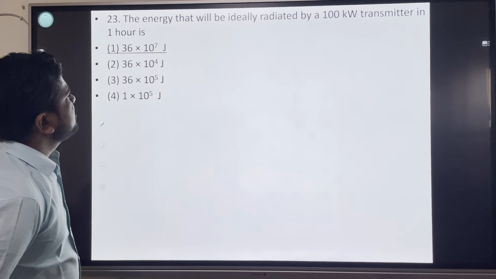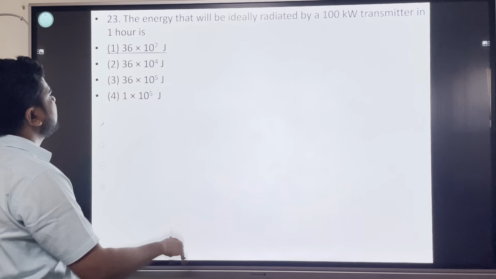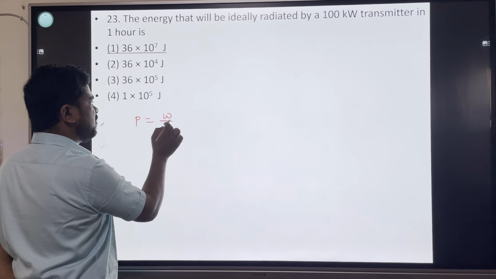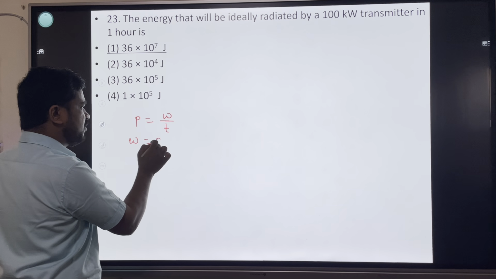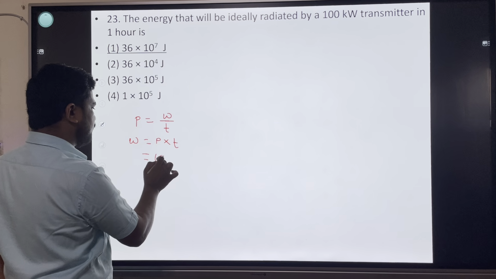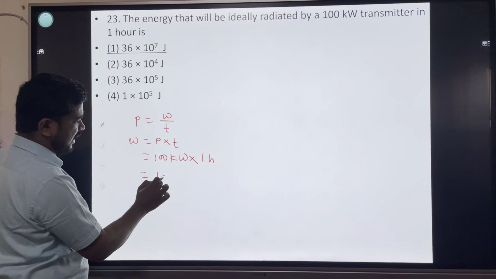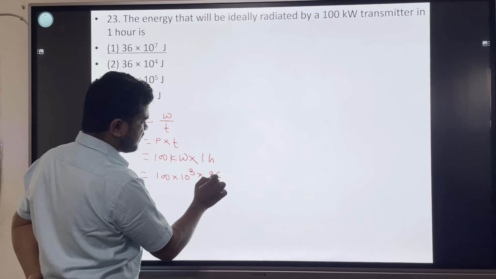Next, energy that will be ideally radiated by 100 kilowatt transmitter in 1 hour is? Energy और power का formula. Power P is equals to work per unit time. Energy, work is equals to power into time. पावर की value है 100 किलोवाट into time 1 hour. 100 kilo, 10 raised to 3 watt into hour 3600 seconds.